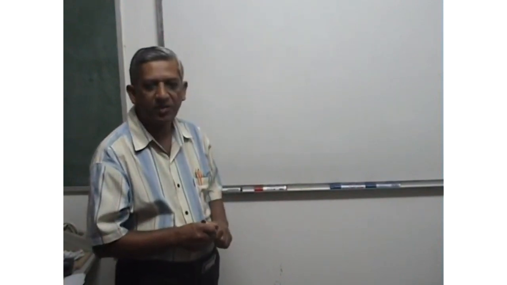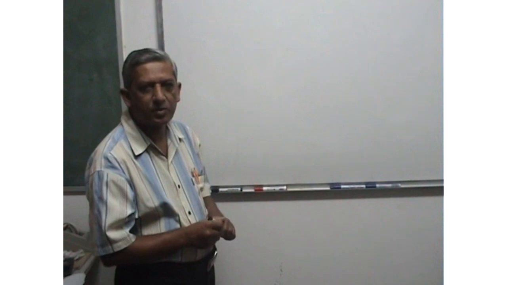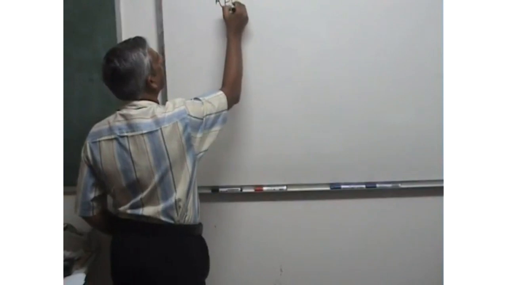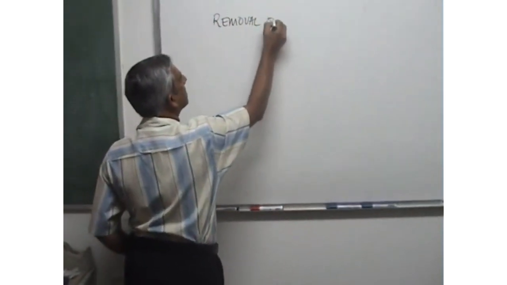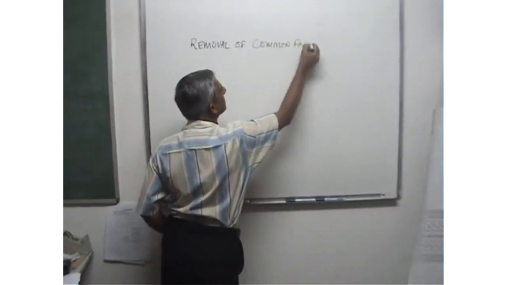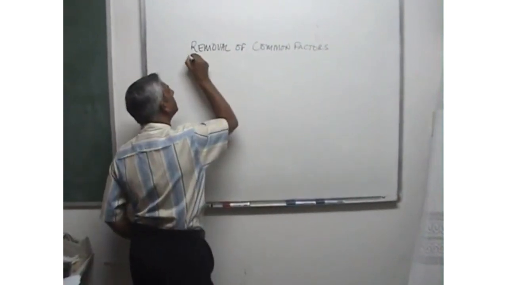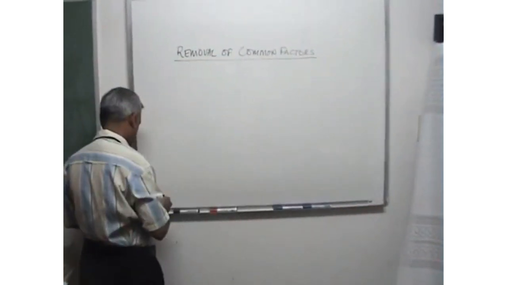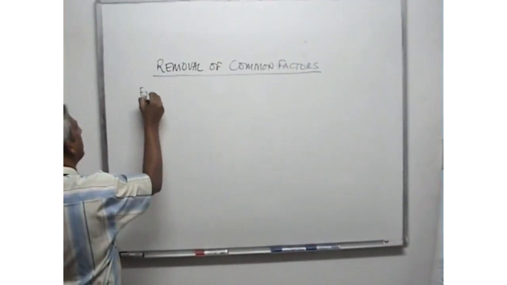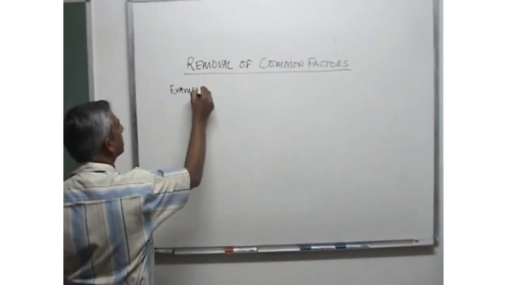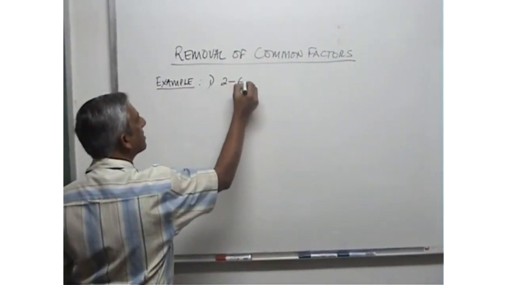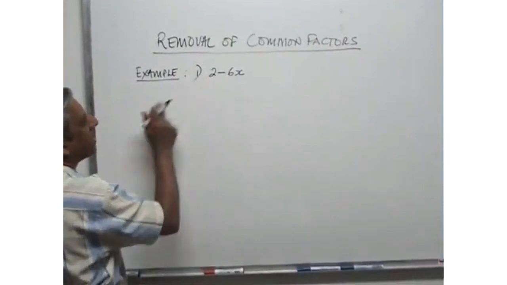There are 5 different types of factorization that we're going to do. So let's start with the first one, which is called removal of common factors. Let's take an example like this. Number 1, 2 minus 6x. Now you want to factorize this.